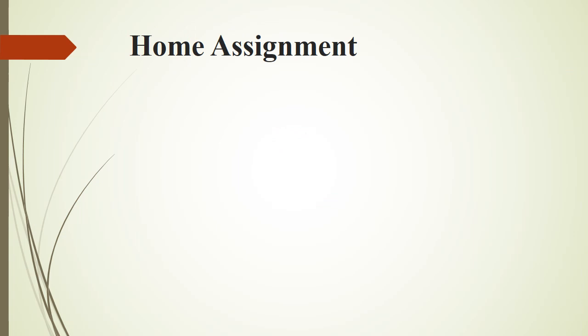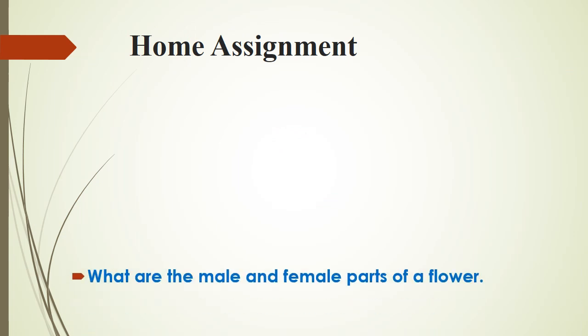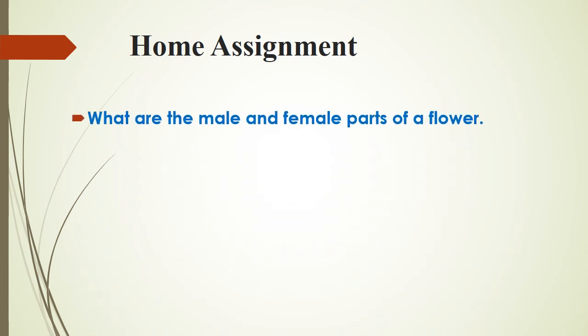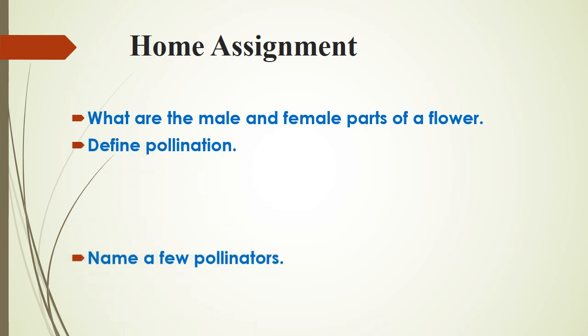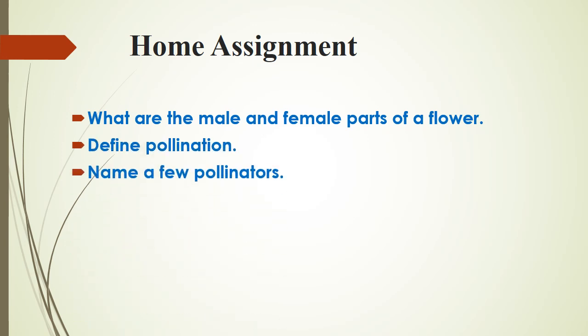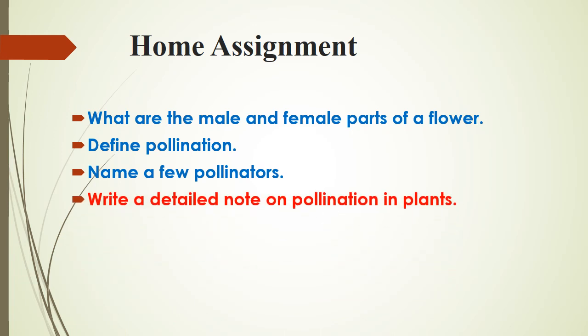So this is the end of the lecture. Now it is time for the home assignment. In this assignment you have to answer some short questions. What are the male and female parts of a flower? Define pollination. Name a few pollinators. And a long question: write a detailed note on pollination in plants. You may take help from these assignments or notes which you have been provided.